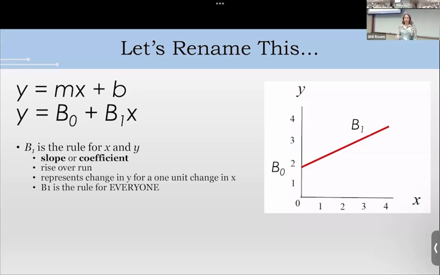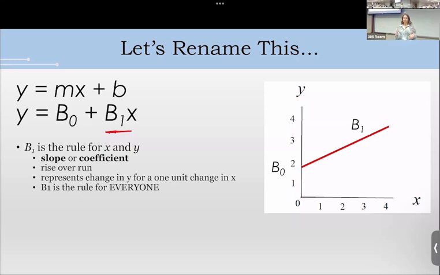b1 is the rule for x and y. It's the slope. It's the coefficient. These are what we refer to as coefficients. They represent the change in y for a 1 unit change in x. When I say unit, what unit? Whatever the unit of x is. Good. It's an unstandardized, this is important, it's an unstandardized raw unit of x. So if we're measuring weight in pounds, it's as x goes up by 1 pound, how much will y change in whatever y is measured in?